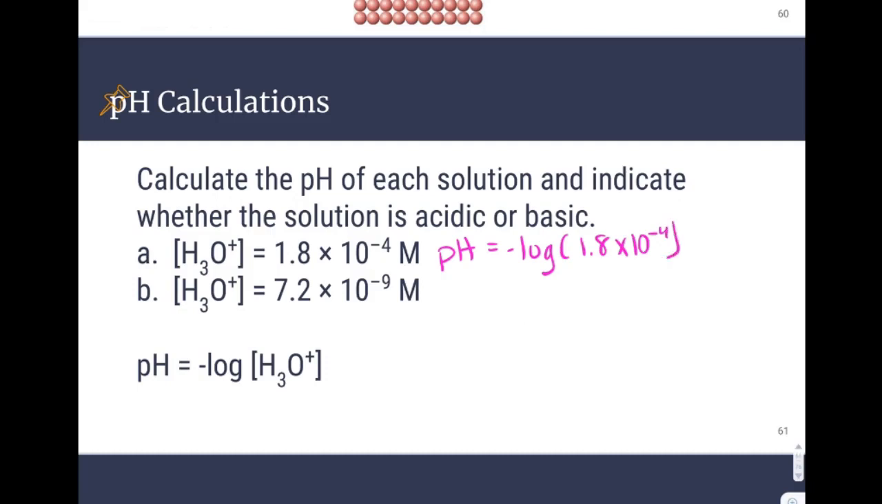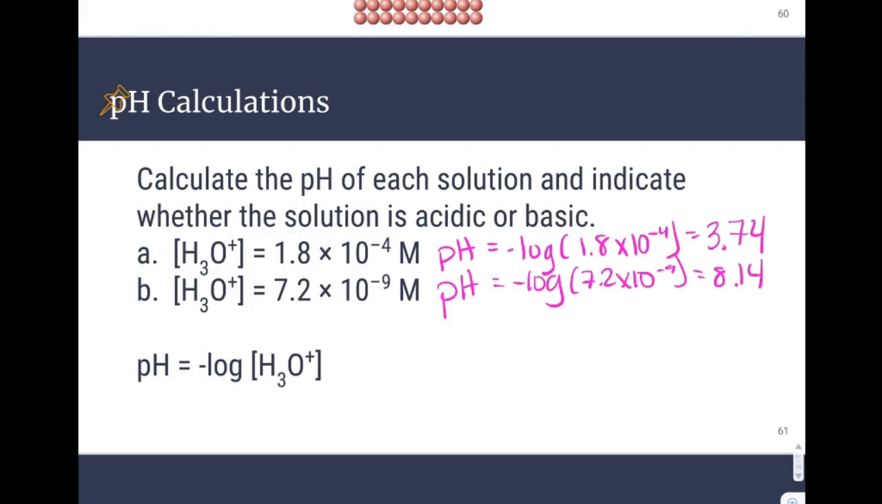You're just going to find that information on your calculator, whatever calculator that you're using, and press the log button. And here you should get 3.74. Now we're going to talk about sig figs in just a second, but let's just get some numbers. And here the negative log of 7.2 times 10 to the negative 9. I'm going to just plug this into the calculator, so don't get too fancy. 8.14.